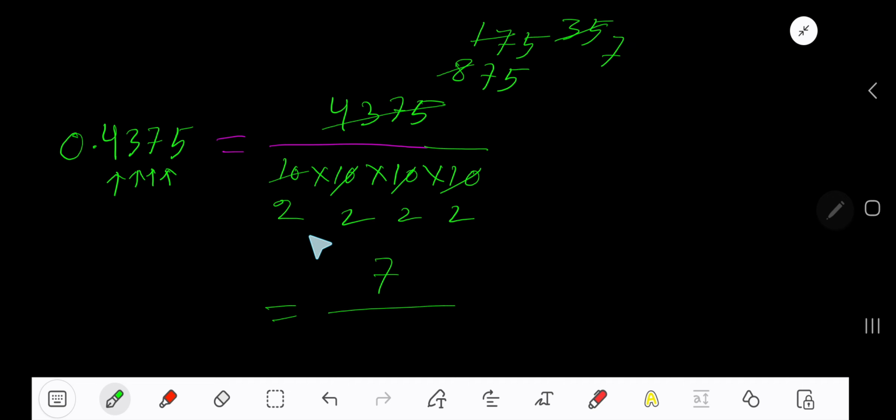So 7 over 2 times 2 is 4, 4 times 2 is 8, 8 times 2 is 16. Look, 7 is a prime number because it has only two factors, 1 and 7. 1 times 7 is 7. You will not get any two numbers between 1 and 7 that produce the result 7. So it has only two factors. That is why this is a prime number. If you get a prime number either in the numerator or denominator, then you are done.